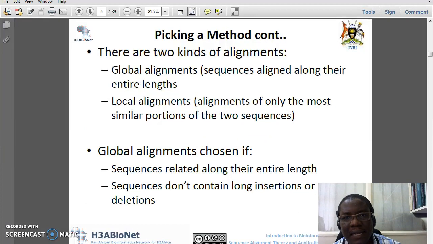Either the global alignment, where the sequences are aligned along their entire length, or the local alignment, where only the most similar portions of the 2 sequences are matched. You choose the global way if your sequences are related along their entire length and don't contain long insertions or deletions. And like I earlier said, a dot plot can show you those relationships very well.